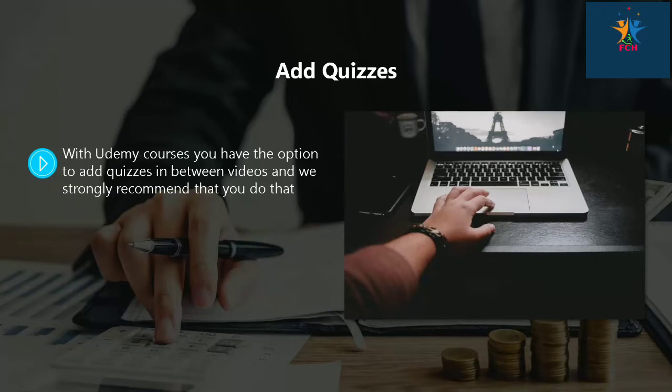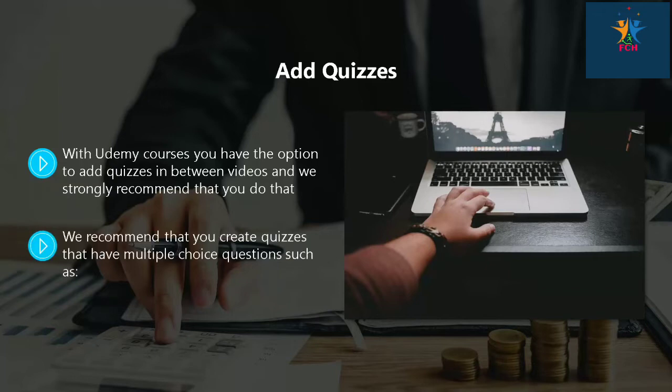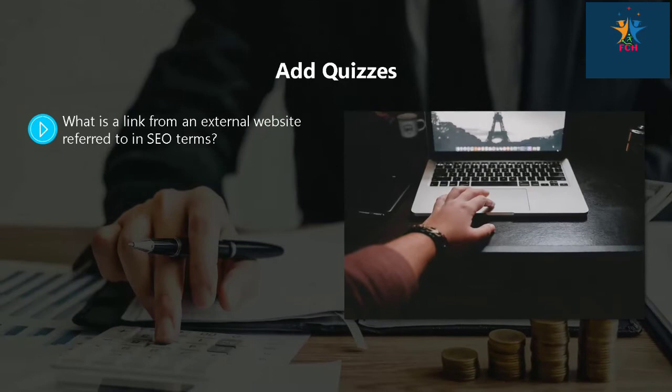When a student participates in a quiz, it is a great way to make an assessment of how well they are doing. We recommend that you create quizzes that have multiple choice questions, such as, what is a link from an external website referred to in SEO terms? A. Hyperlink. B. Reference link. C. Backlink. D. Rail link.